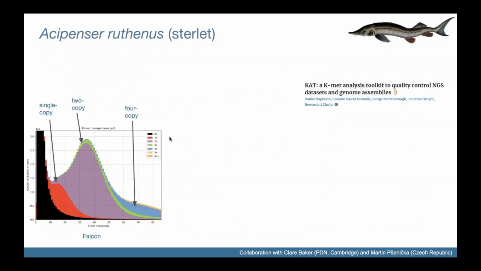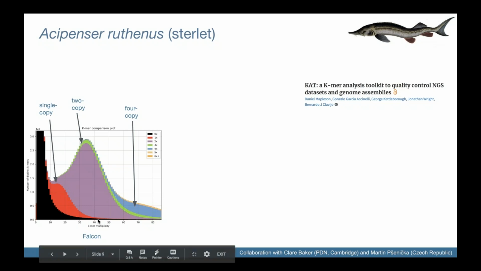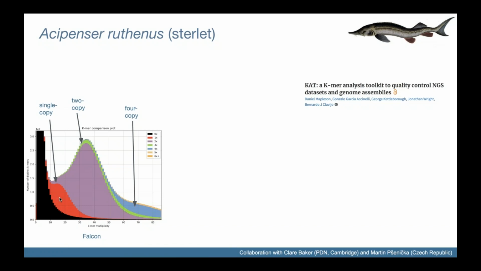So here we're doing a CAP spectra plot. Again, this is the k-mer distribution of the, in this case, the 10x reads from the child, from the individual we're assembling. Things on the left there are single copy, things in the middle peak are 2 copy, and things on the right are 4 copy.